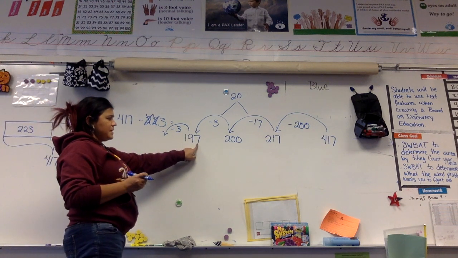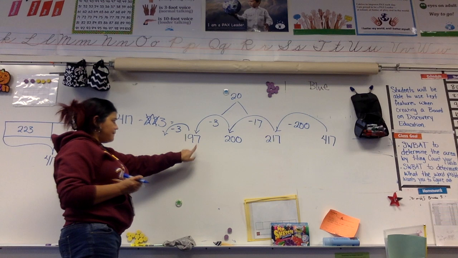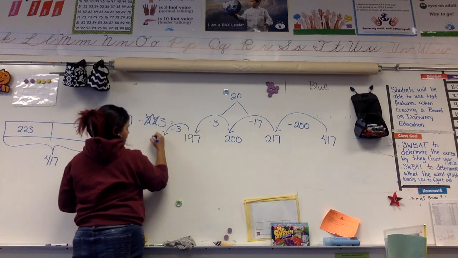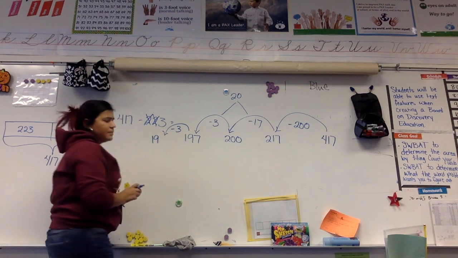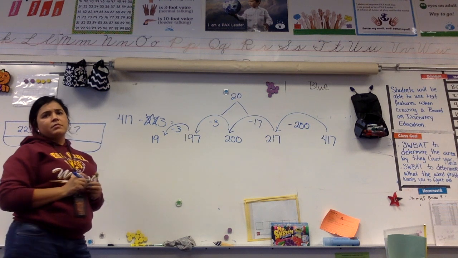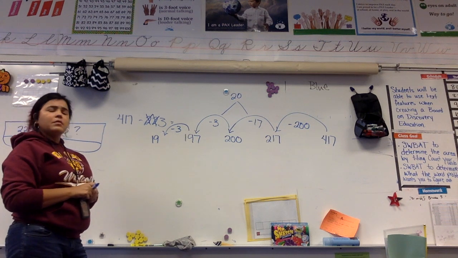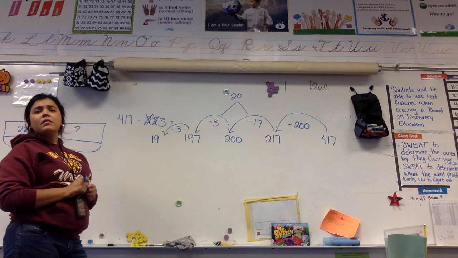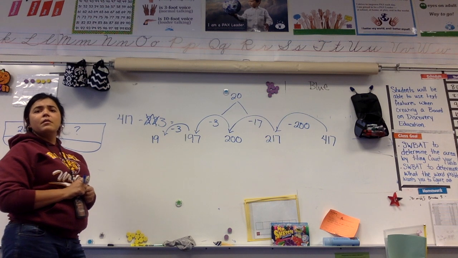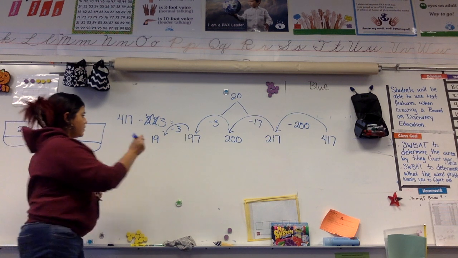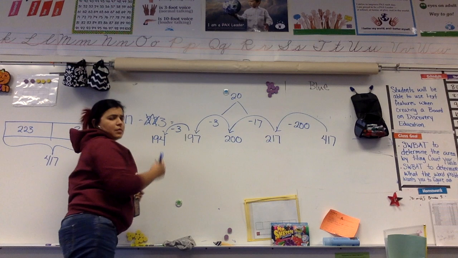Just look at the ones place. You have 7 minus 3. The hundreds and the tens stay the same. Excellent job.